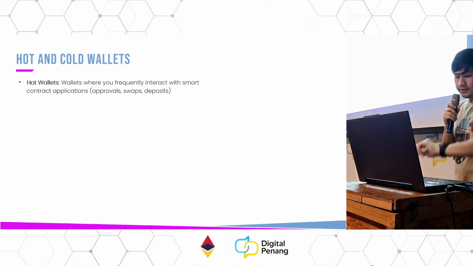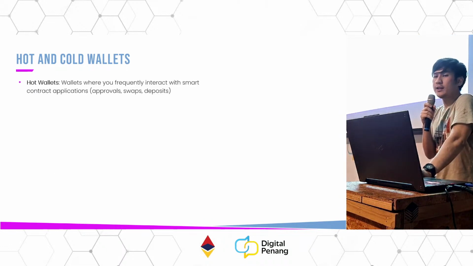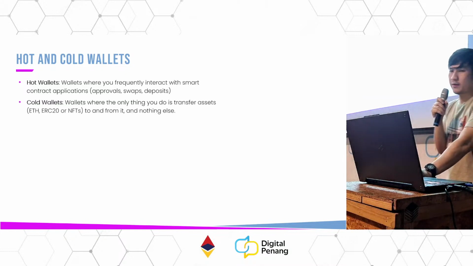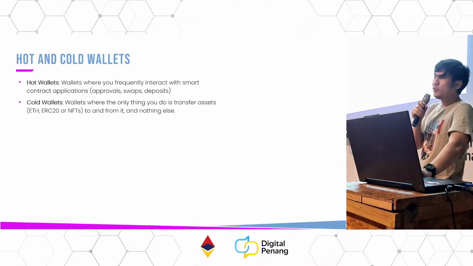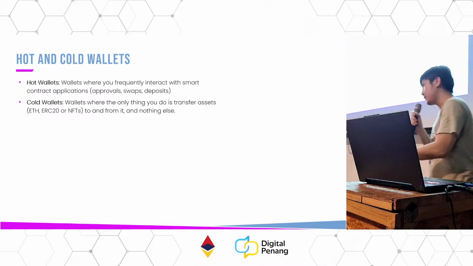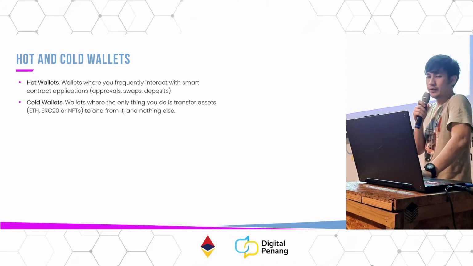Okay, hot and cold wallets, we'll go through this a bit quickly. Hot wallets are wallets where you frequently interact with smart contract applications. Whether it's your approvals, your swaps, your deposits, this is the wallet you use to interact with all of the smart contracts. A cold wallet, on the other hand, is where you only do transfers of assets. You do not do anything else, just transferring assets to and from this wallet. This is what we call a cold wallet.